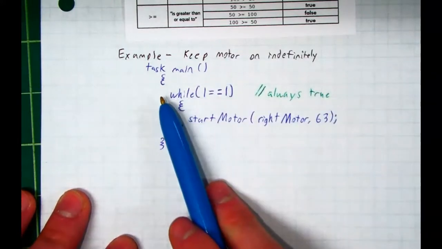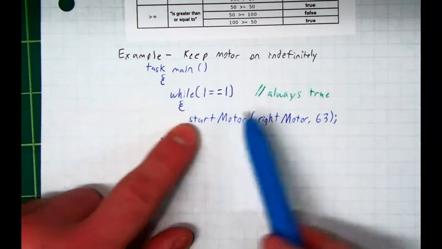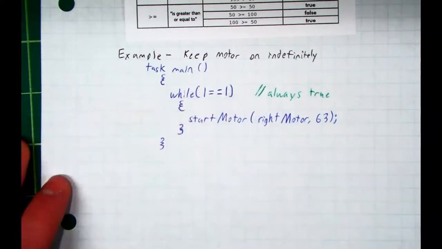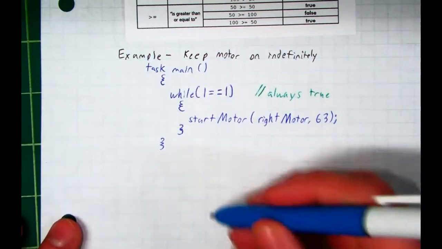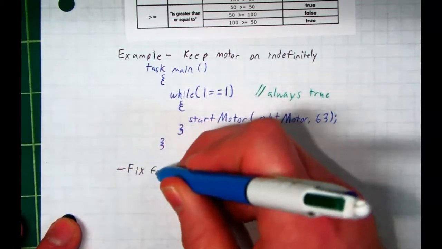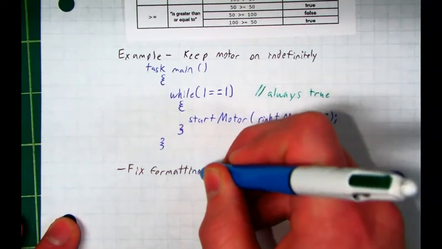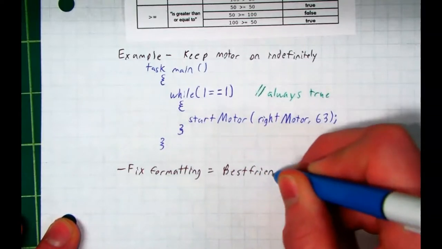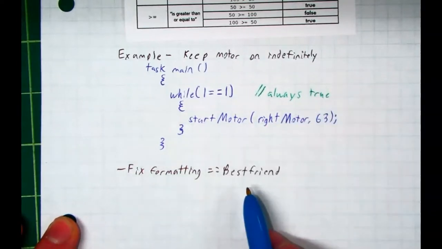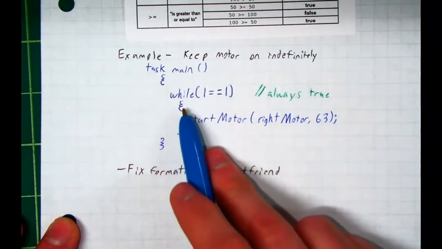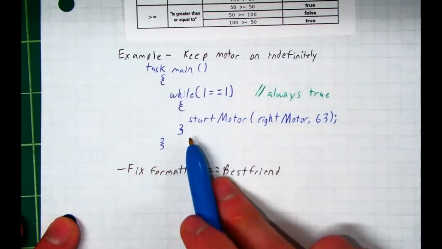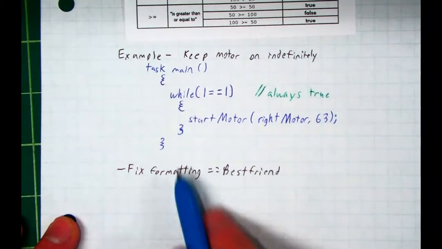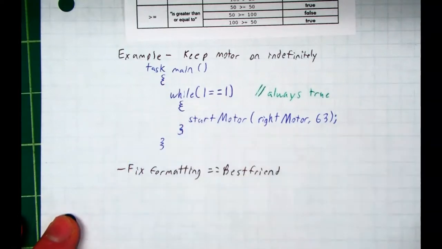Now, it gets kind of annoying hitting tab at every line to make sure it indents, right? But there's a button in Robot C called Fix Formatting. And Fix Formatting equals your best friend. Or I guess since this is Robot C, we can say equals equals. It's your best friend. If you have multiple brackets opening and closing in Robot C, if you hit the Fix Formatting button, it'll automatically indent everything correctly for you. It's just nice and neat. Try it out when you're playing with your conditional statements. Just hit the Fix Formatting button.